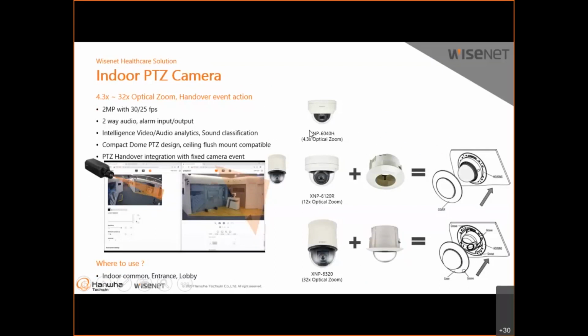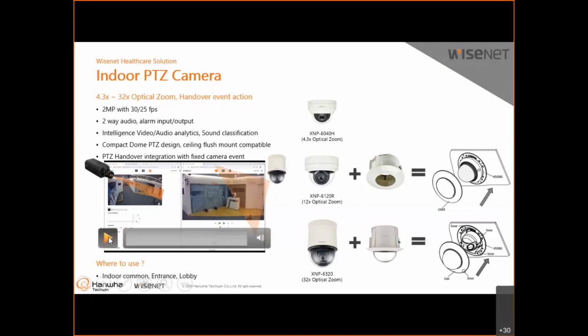So we have three kinds of indoor PTZ camera. The first one is a very compact design with 4.3x optical zoom, and we have 12x and 32x, and you can also apply a flush mount. So you can install it into the ceiling with a very neat design. We have this accessory separately, so you can purchase it, combine it with the camera, and install it as a flush mount.